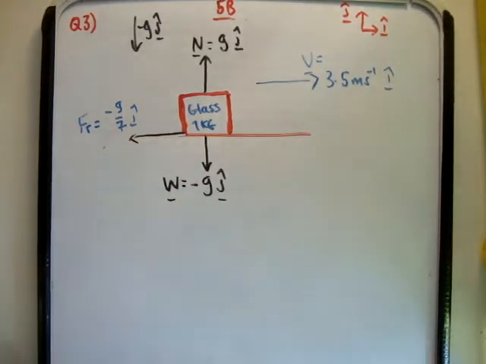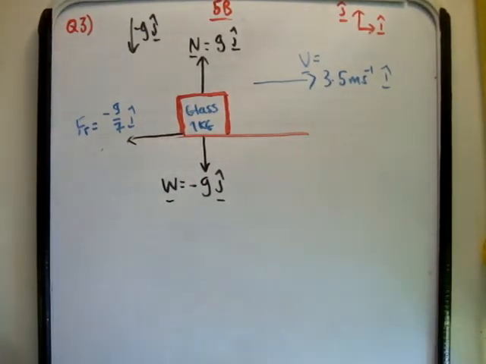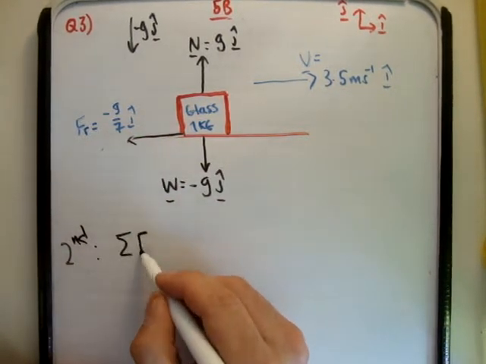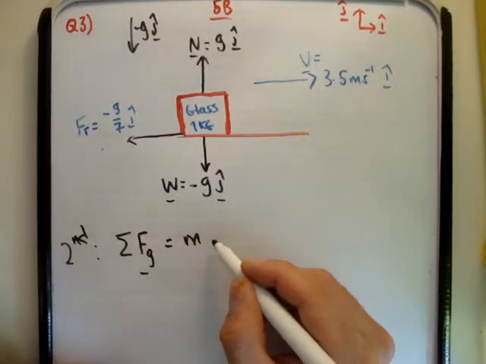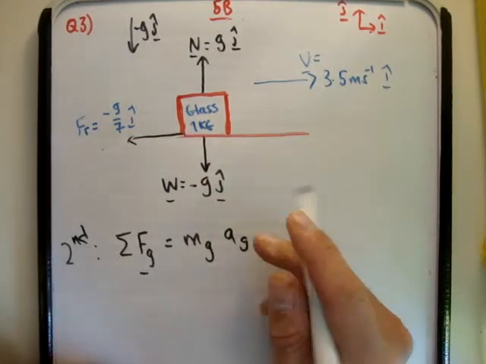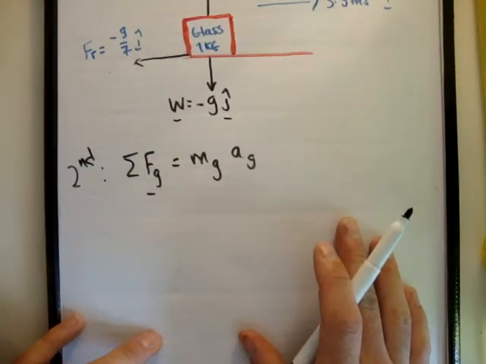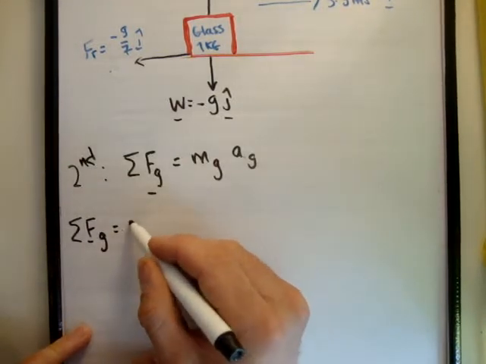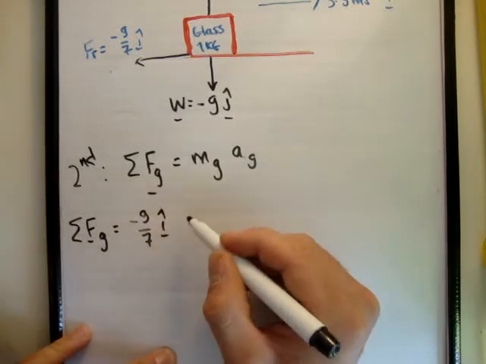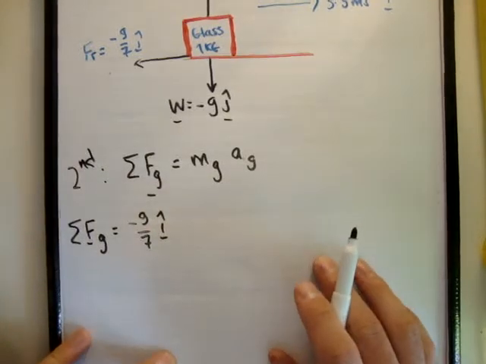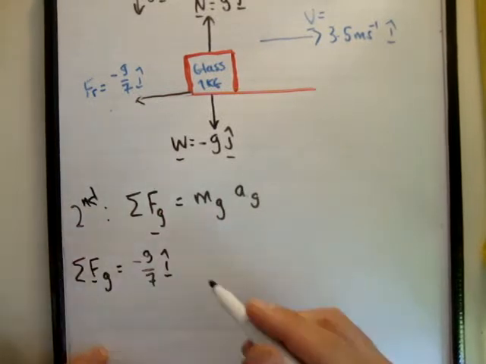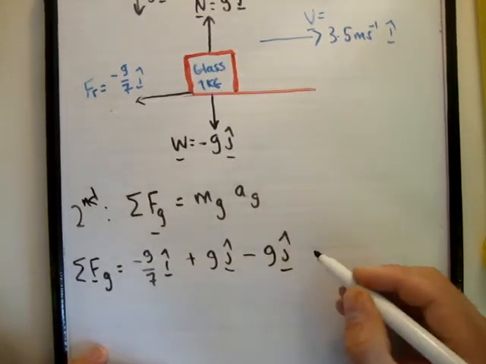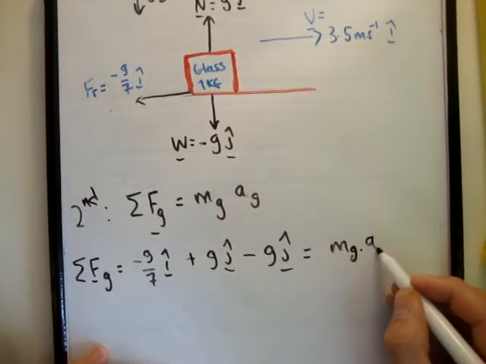The next thing we need to do is work out the overall effect of all these forces. Ignore the velocity for the moment. From Newton's second law, we know that the sum of the forces on the glass is equal to the mass of the glass times the acceleration of the glass. So let's get the sum of the forces. The sum of the forces on the glass is equal to negative g over 7 i hat. There doesn't seem to be anything in the positive i hat direction. It's going to be g in the j hat direction and negative g in the j hat direction. And that's going to be equal to the mass of the glass times the acceleration of the glass.